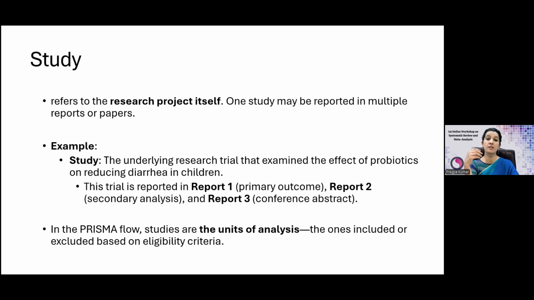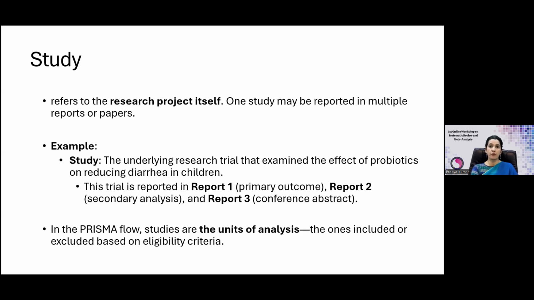So study refers to the research project itself, like a thesis, where you get approval of the IEC with a single IEC. In our journal club also, many people present a journal, and you will see that on a single IEC, they publish 2-3 papers, and that's the classical example of reports on a single study. So one study may be reported in multiple reports or papers. For example, the trial is reported in report 1, which has the primary outcome, but the secondary outcome and other things may be reported in other reports.